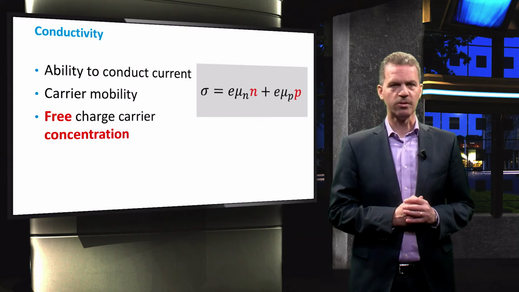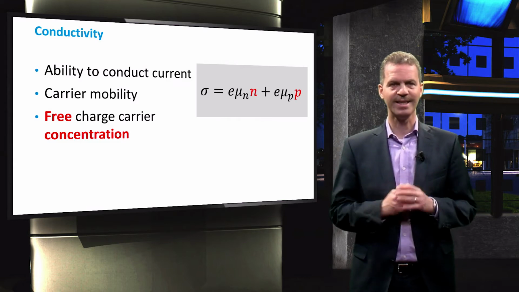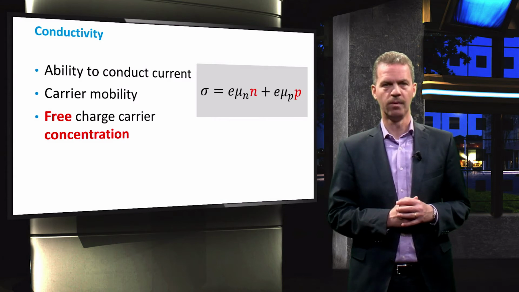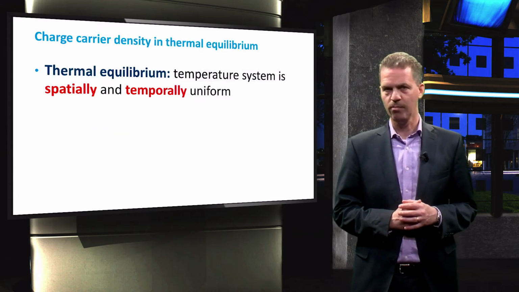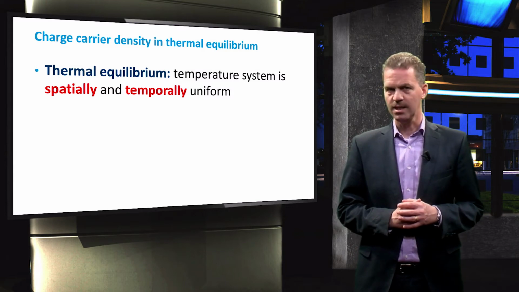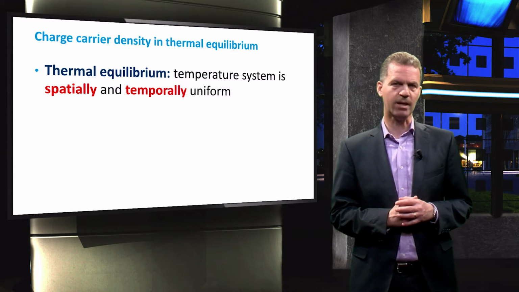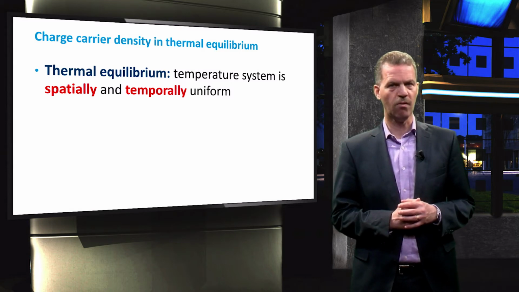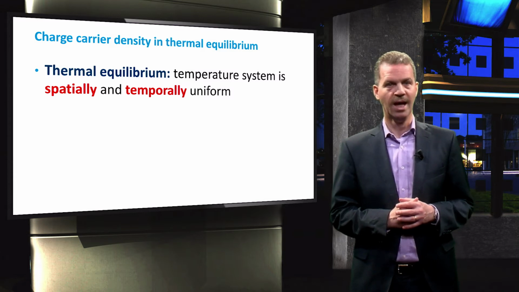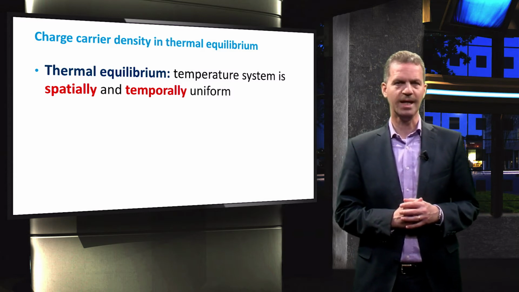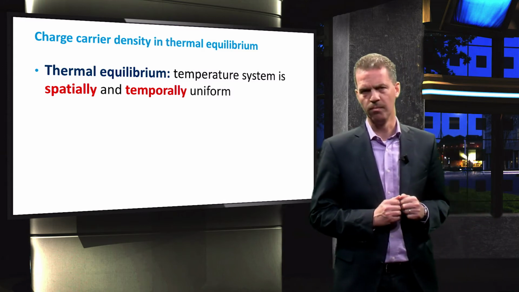For that we need to consider different situations, namely thermal and static equilibrium. Now let us first look at the semiconductor in thermal equilibrium. A system, in our case the semiconductor material, is said to be in thermal equilibrium if the temperature of this system is spatially and temporally uniform. This means that the temperature is the same anywhere in the system and is constant over time.